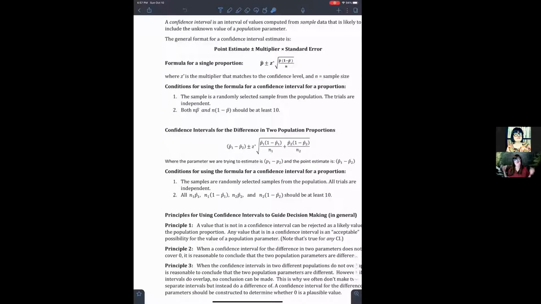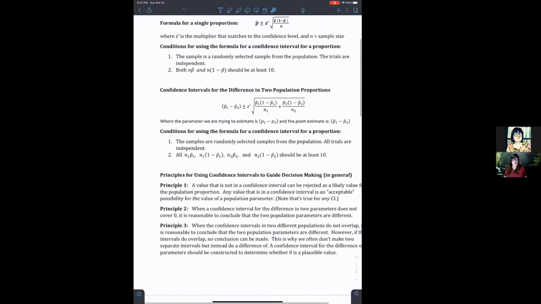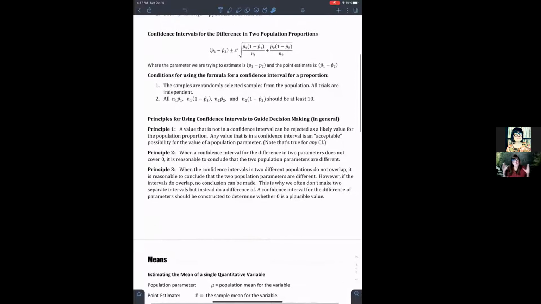We have a cap on the amount of variation that a proportion can have. You can go back and check that out in week 1 when we discuss that. Okay, so in general, there are 3 guiding principles within confidence intervals that we're going to use.